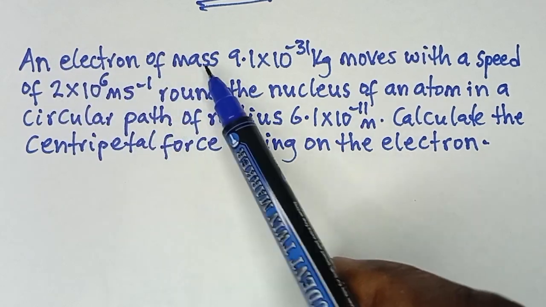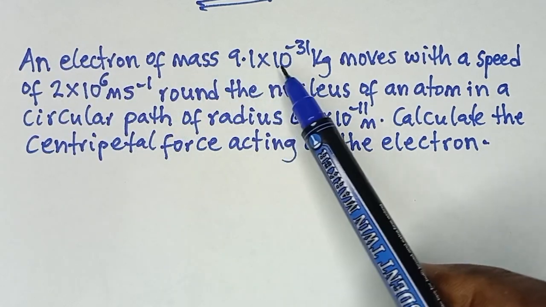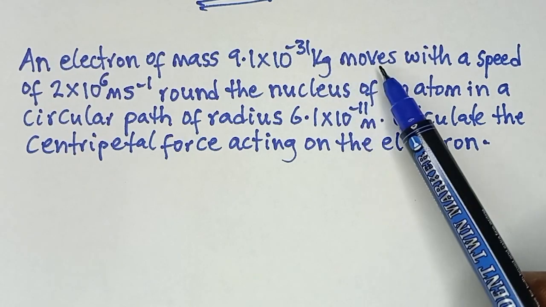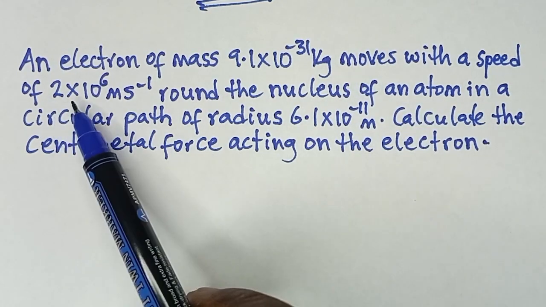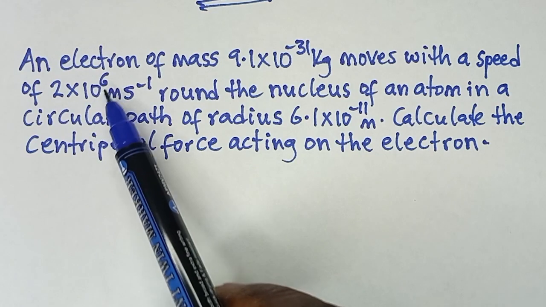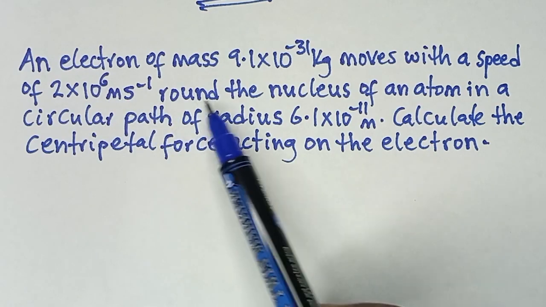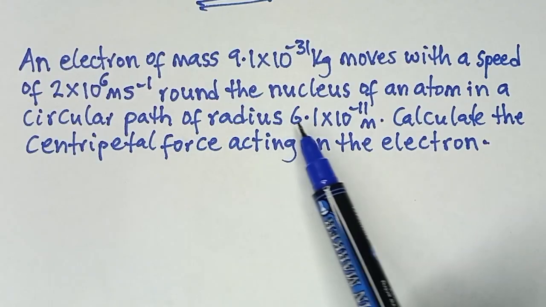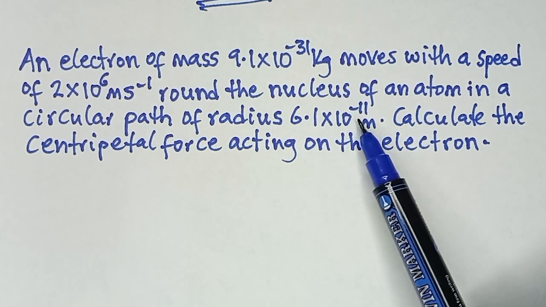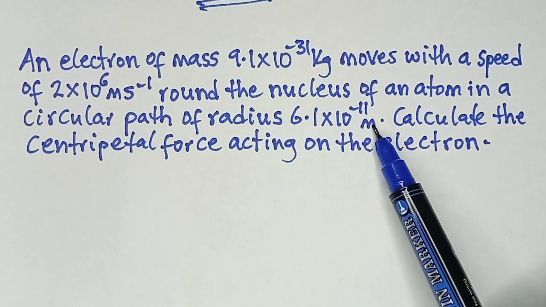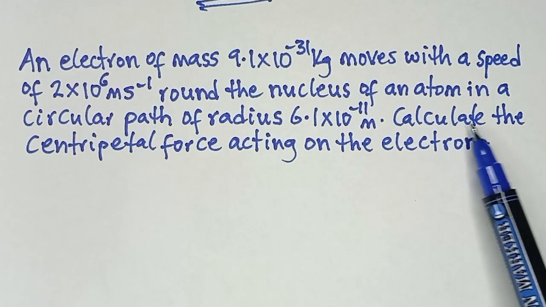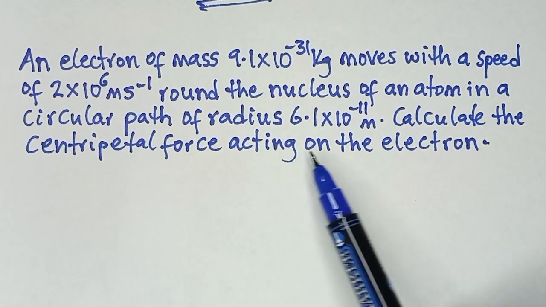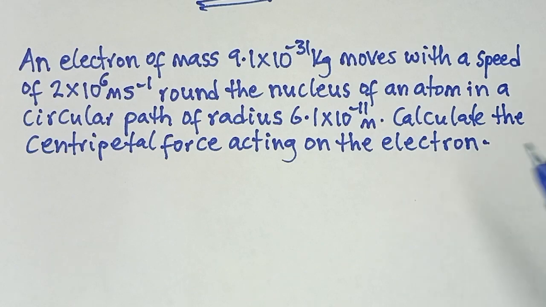An electron of mass 9.1 times 10 raised to power minus 31 kilogram moves with a speed of 2 times 10 raised to power 6 meter per second round the nucleus of an atom in a circular path of radius 6.1 times 10 raised to power minus 11 meter. Calculate the centripetal force acting on the electron.